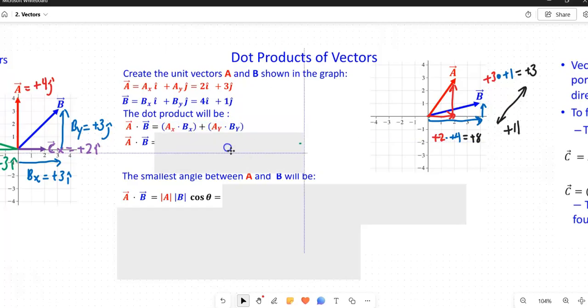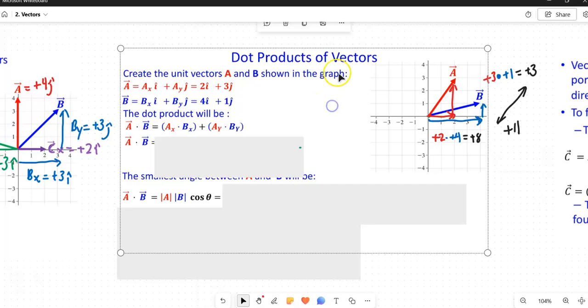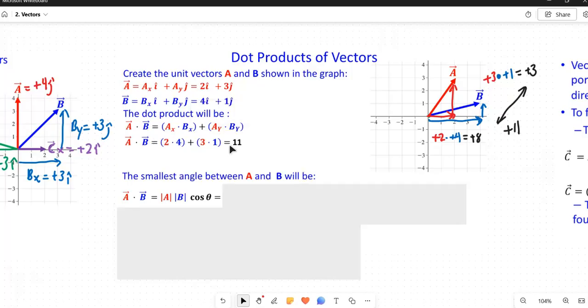Math-wise, if you want to just follow the equations, we would do what we just did with the vectors: multiply ax times bx, and add it to ay times by. In which case you do get positive 11. Okay? Now that we know that whatever vector got created out of this, let's call this vector r's magnitude.